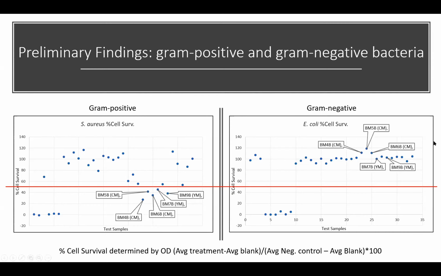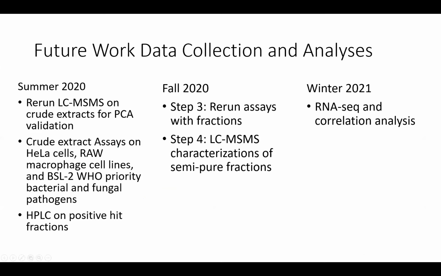To go through my future work, by the end of summer, when we have things back up and running, I would like to have rerun some of the mass spec on the crude extracts to validate the PCA that I showed you and to add more data to increase the resolution on the PCA. And then also run those first crude extracts on those cell types that I mentioned, the HeLa cells, the macrophages, and the priority pathogens.